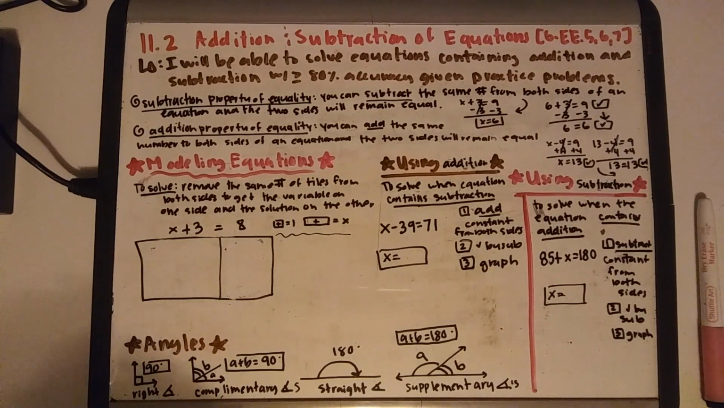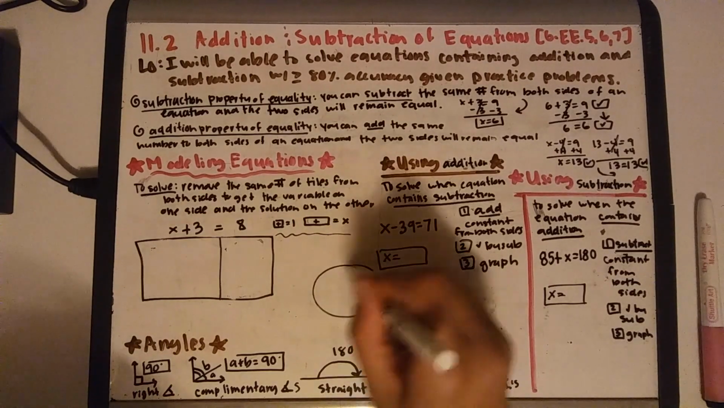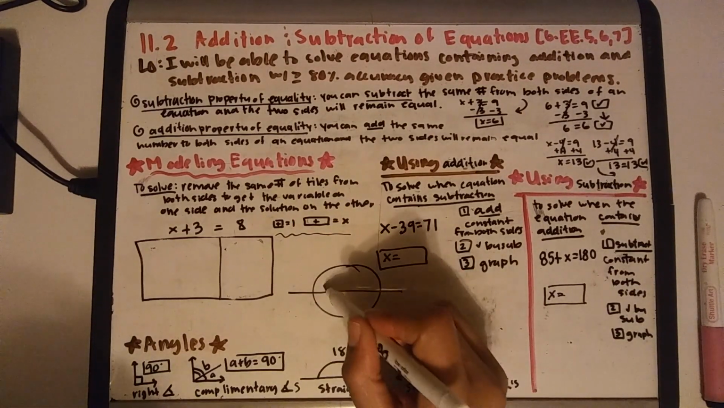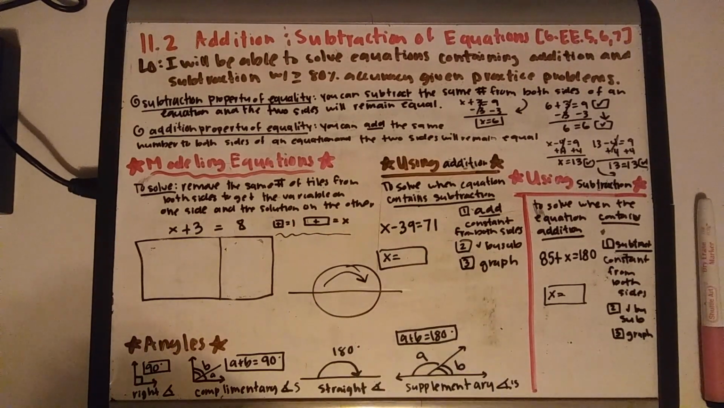A straight angle is basically half of a circle. Remember, a whole circle is 360, so if I chop it in half, this right here is 180, okay? So kind of like the sunset, 180 degrees, that's a straight angle. And then supplementary angles are angles that add up to 180. So if I put them together, they create a straight line. So that could be like 120 plus 60. So a plus b equals 180.